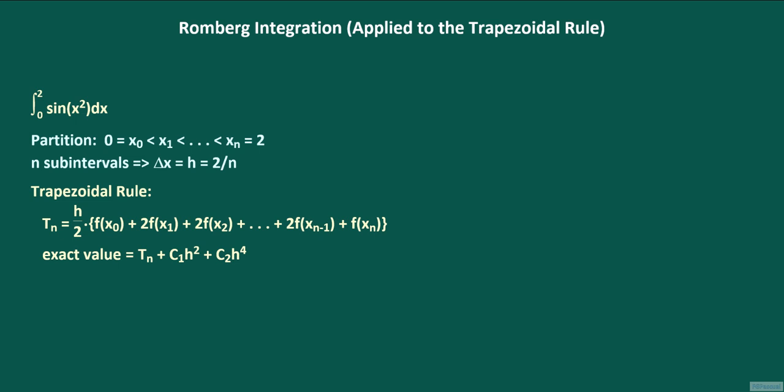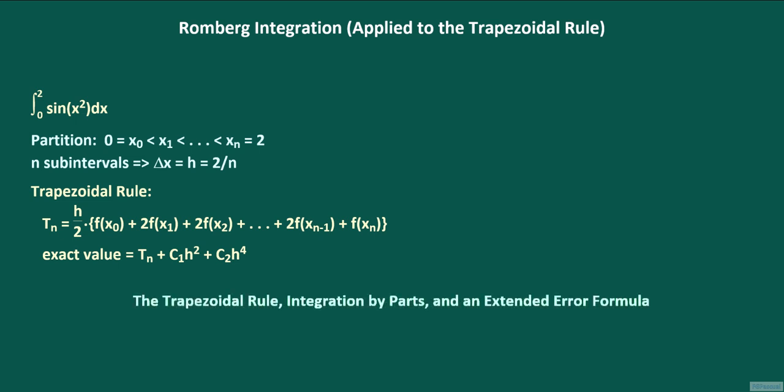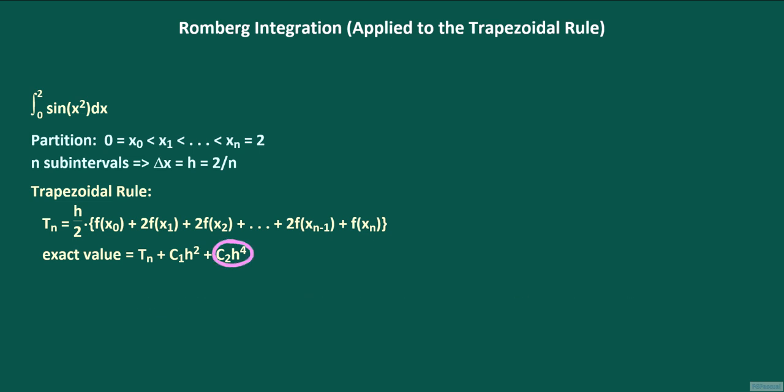For a proof of this equation, we refer the viewer to a video that we had prepared, the title of which is the Trapezoidal Rule Integration by Parts and an Extended Error Formula. We are including the link to this video in the description of this lecture. It is because of the inclusion of this fourth-order error term that we will obtain three different estimates for the trapezoidal rule.